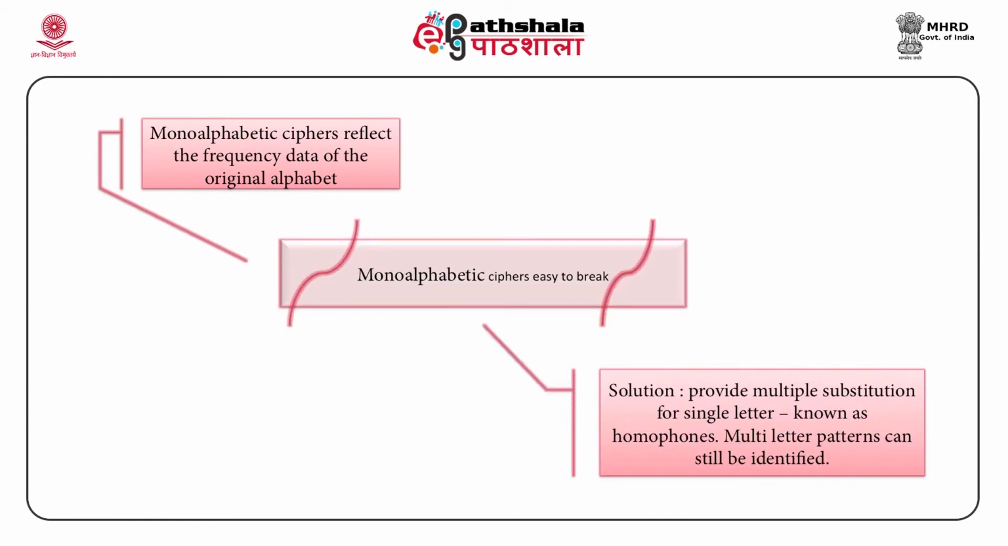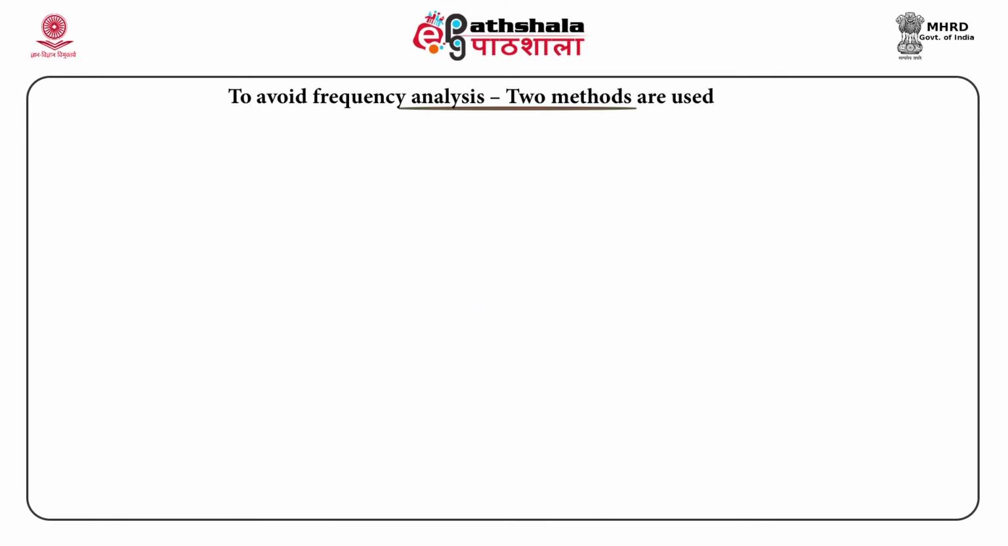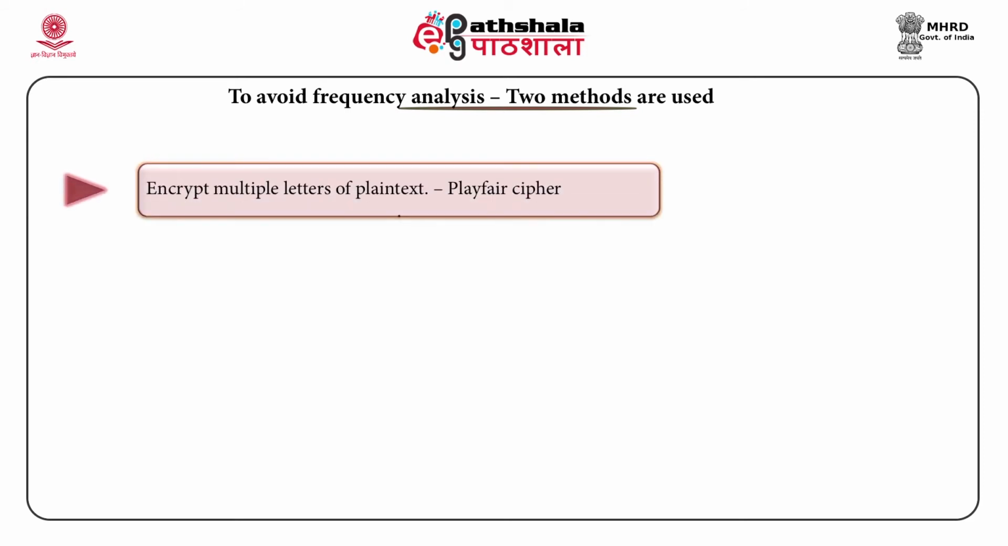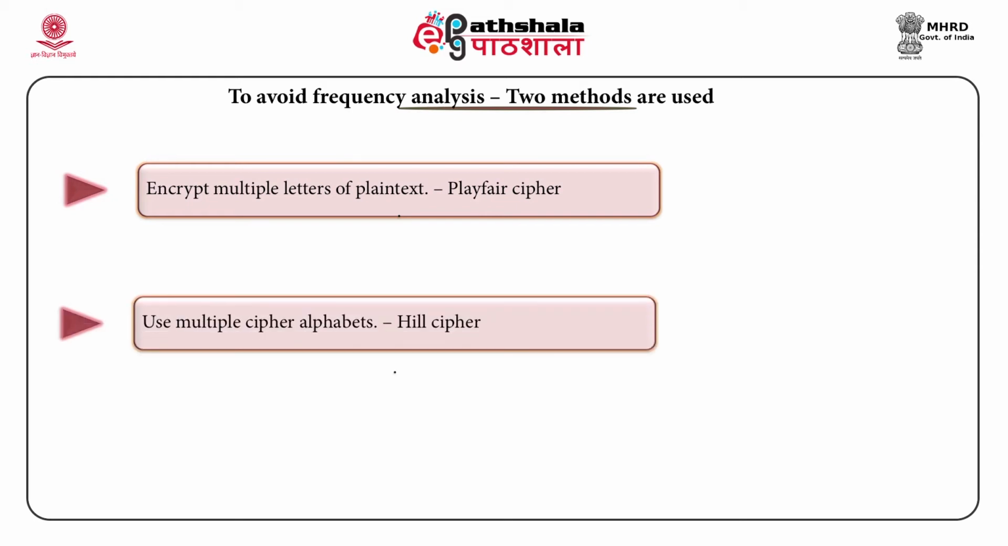The solution is to provide multiple substitutions for a single letter. This scheme is known as homophones. Multi-letter patterns can still be identified. To avoid frequency analysis, two methods are used: encrypt multiple letters of plain text, and use multiple cipher alphabets. The first scheme we will apply to the Playfair cipher, and the second scheme we will apply to the Hill cipher. Clear?